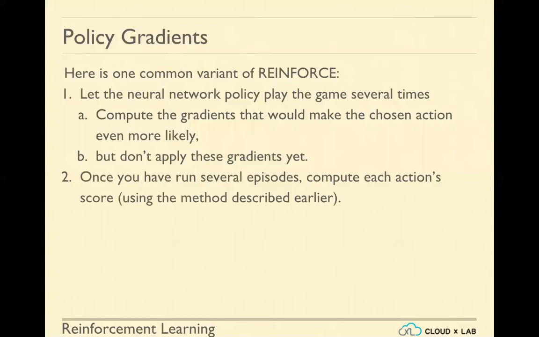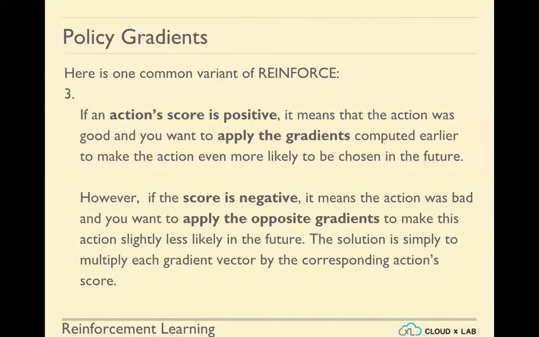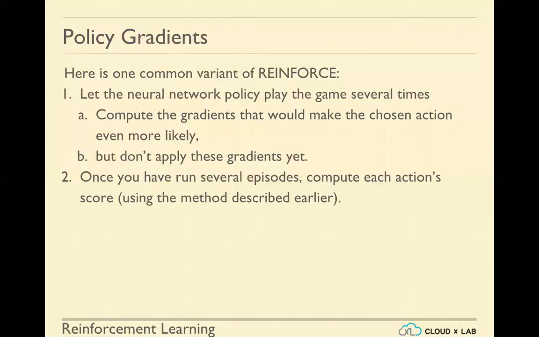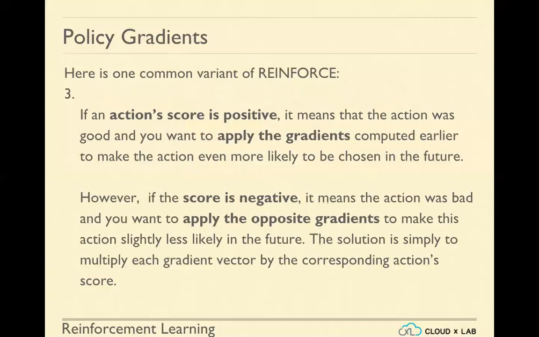Then once you have run it for several episodes, compute each action's score. Whatever action we took, we compute its score. Then based on these scores, we go back and do the gradient optimization. If an action's score is positive, it means the action was good and you want to apply the gradients computed earlier to make the action even more likely to be chosen in future. However, if the score is negative, it means the action was bad and you want to apply the opposite gradients to make this action slightly less likely in the future. The solution is simple: multiply each gradient factor by the corresponding action's score.